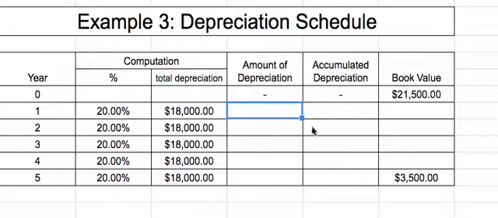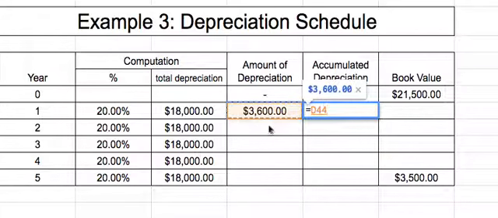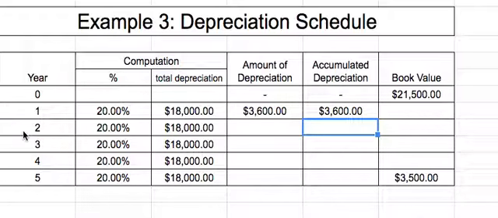Now we need to find out how much it is going to depreciate from year to year. So we're going to go equals, take the 20% times the total depreciation, and we're going to find it's going to depreciate $3,600 after the first year. Accumulated depreciation is going to be the same for this one, and all we're doing is taking the amount of depreciation times 1, enter.